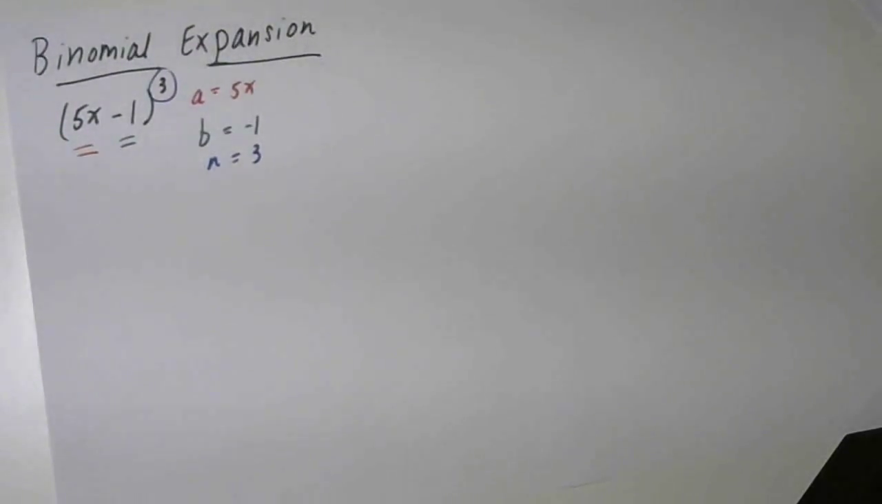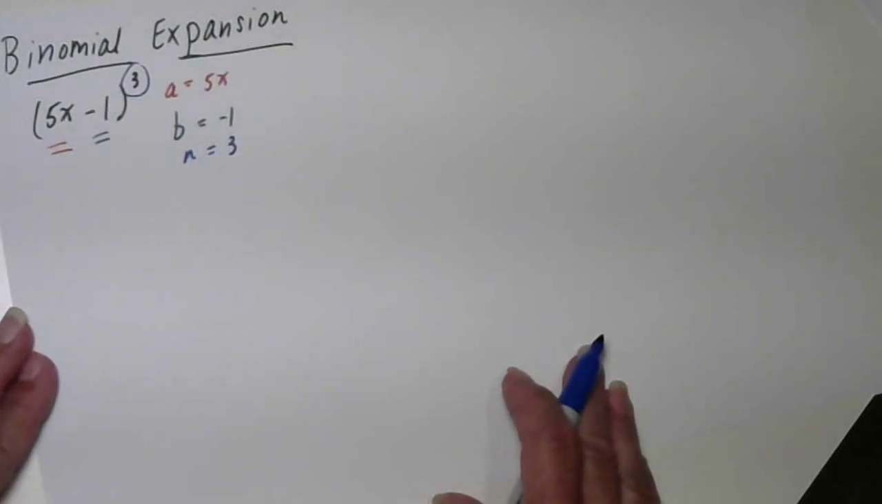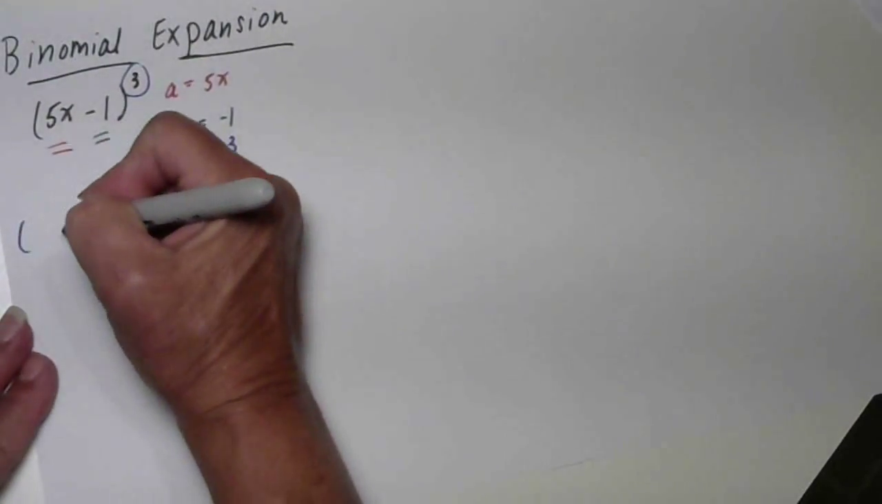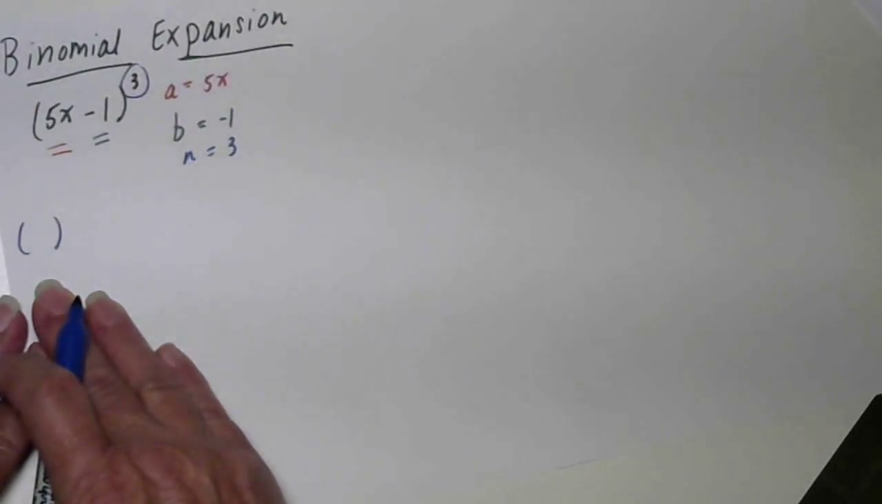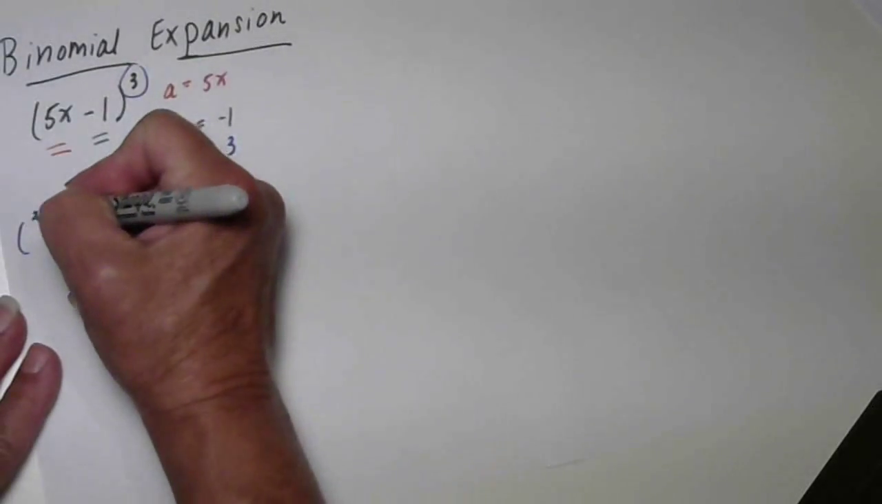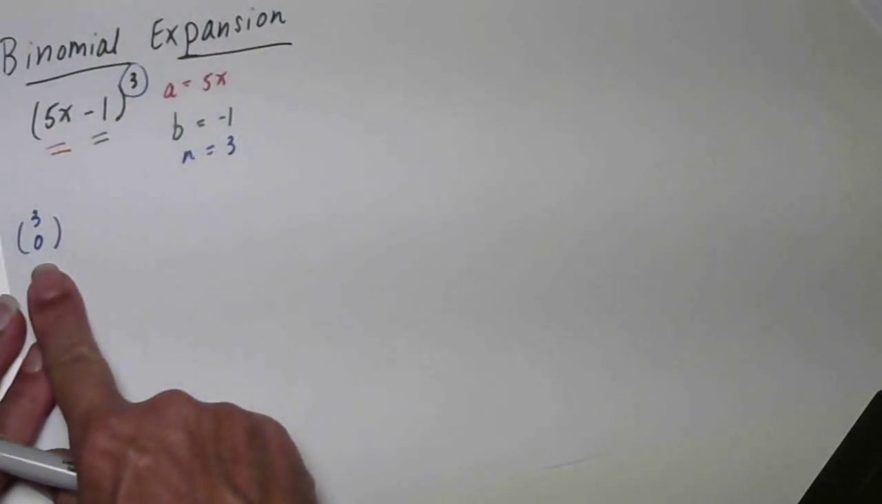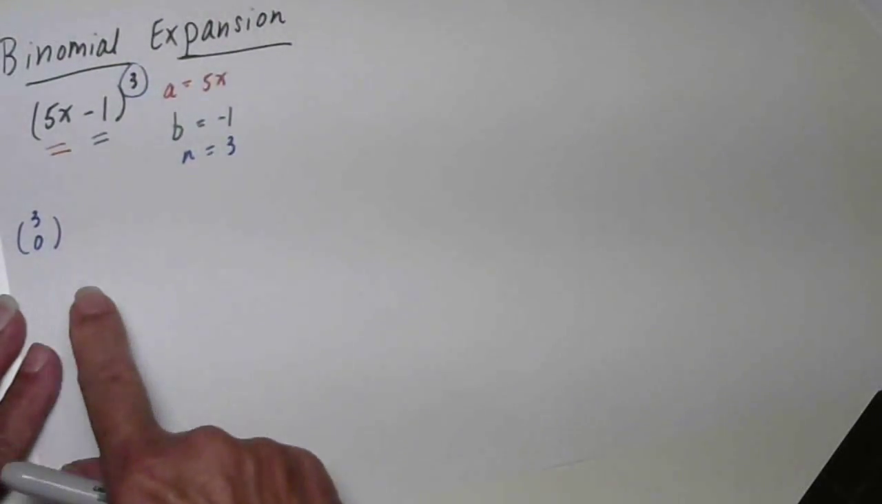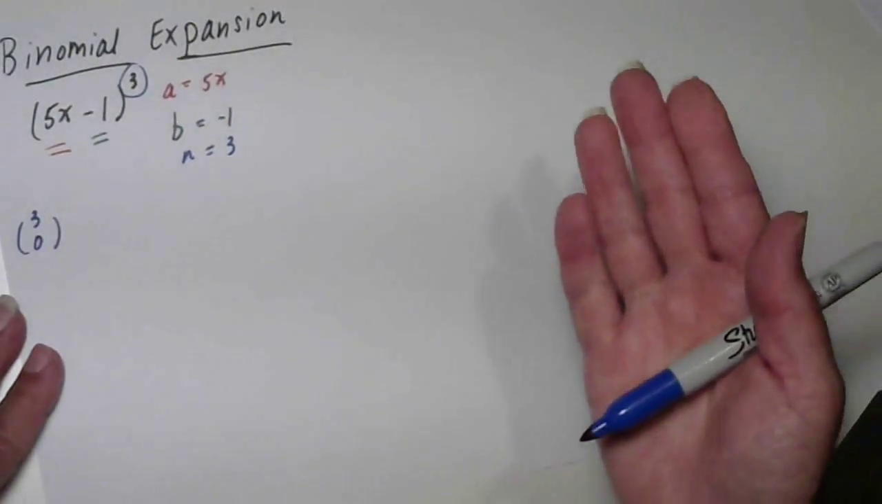So now, as I said, each term in our expansion is going to have 3 pieces of information. It's going to have a coefficient, it's going to have the A term, and it's going to have the B piece of information. So let's put our coefficients in. In our first term, the coefficient, we can notate it by the n, which is our 3. And now in the bottom here is the 0. This is not a fraction. It's the notation for a binomial coefficient. Notice no fraction bar there. It's 3 over 0.